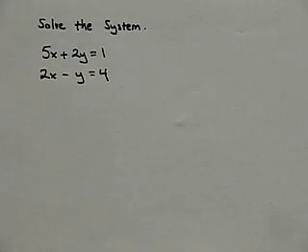Here we're asked to solve the system of equations 5x plus 2y equals 1, and 2x minus y equals 4. So the first thing that we need to do is write this as an augmented matrix.